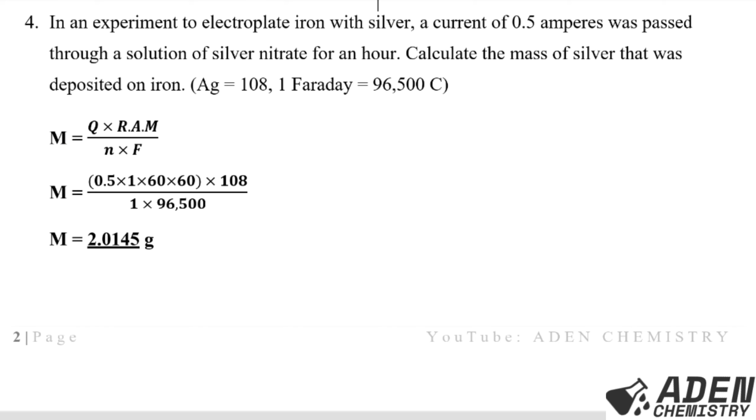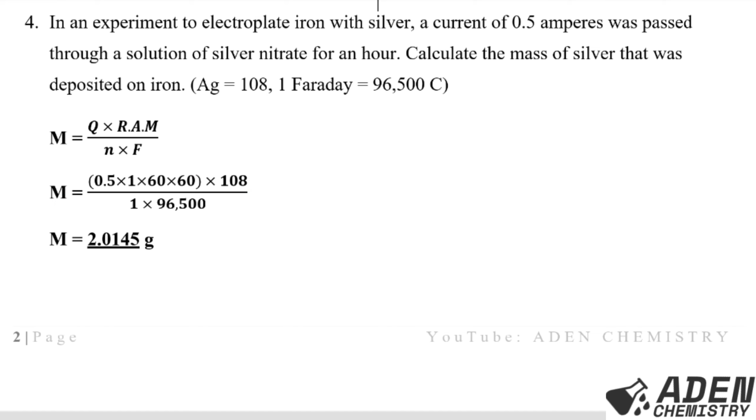So Q is the quantity of electricity. How are we going to get it? By multiplying the current with the time. So the current given here is 0.5 amperes. So that's 0.5 multiplied by the time given, which is an hour. That's 1 hour, so 1 multiplied by 60 to convert into minutes, then multiplied by another 60 to convert from minutes to seconds. That's the quantity. So what we have in the bracket is the Q, multiplied by RM, that is 108, the RM of silver, divided by N. That's the number of Faradays.